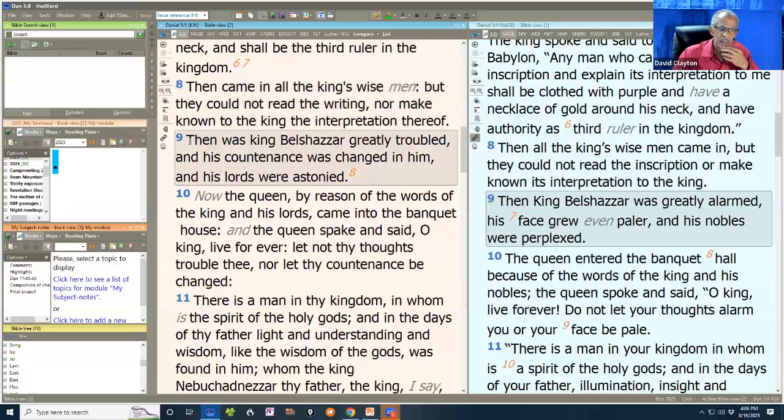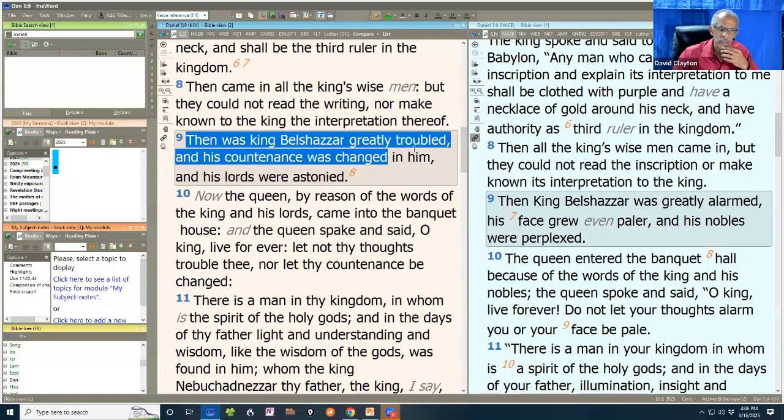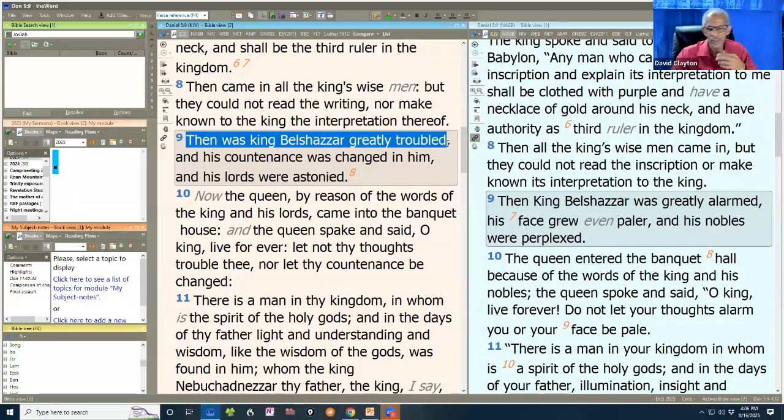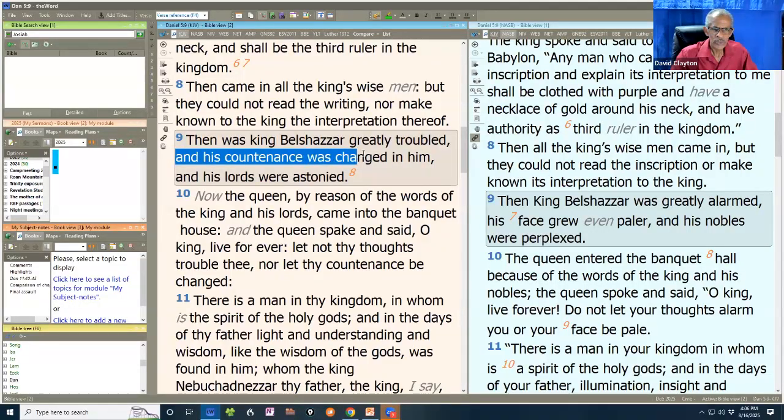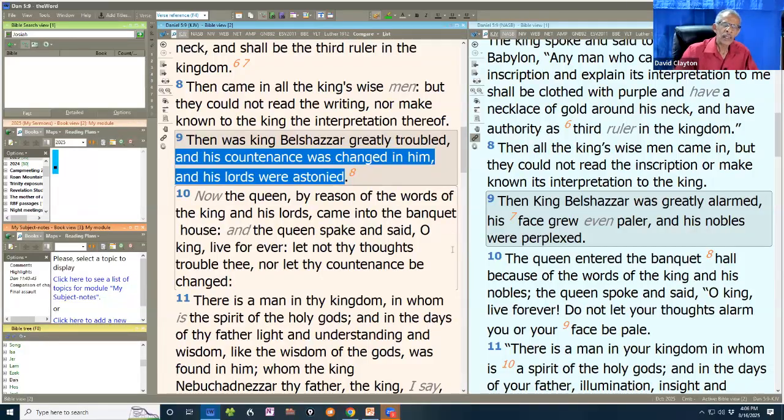It says, then was King Belshazzar greatly troubled. I think that by this time Nebuchadnezzar might have been threatening to cut people in pieces. Then was King Belshazzar greatly troubled, and his countenance was changed in him, and his lords were astonished. So his face grew pale, and everybody was in a kind of quandary.